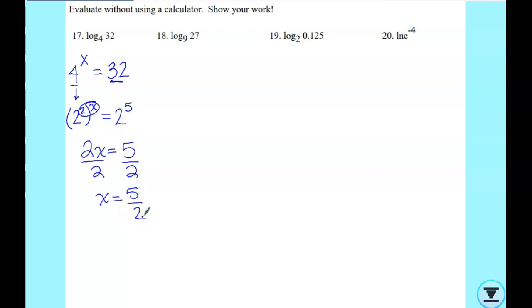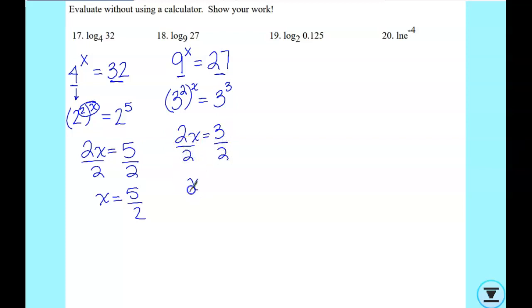Same thing with number 18. We can rewrite this as 9 to the power of x is equal to 27. Get both of our bases to match. So this would be 3 squared, and we still have the x, and 27 would be 3 cubed. So we have our bases matching. It doesn't mean that they cancel out, it just means that we don't use them to find x anymore. So we have 2x is equal to 3, divide both sides by 2, x is equal to 3/2.